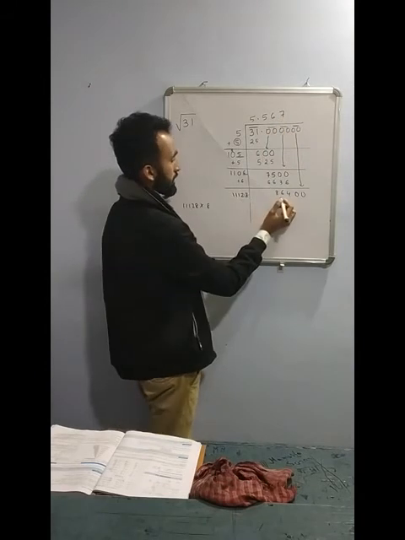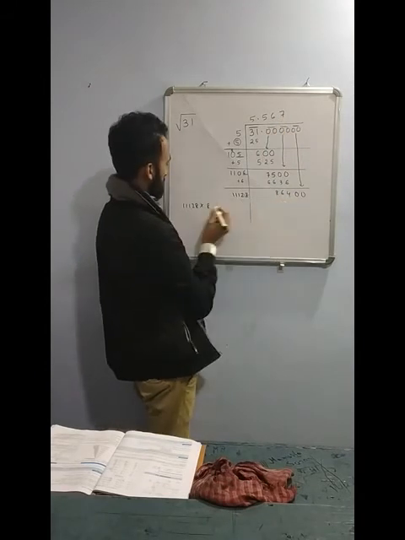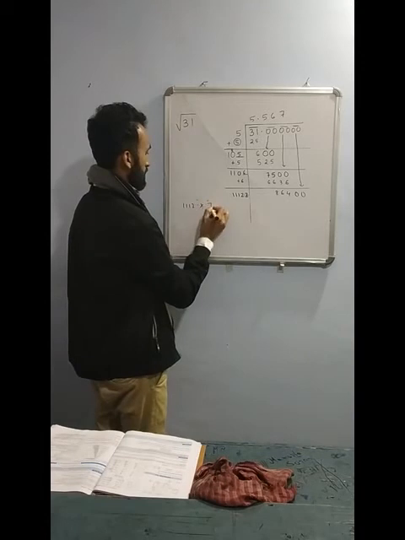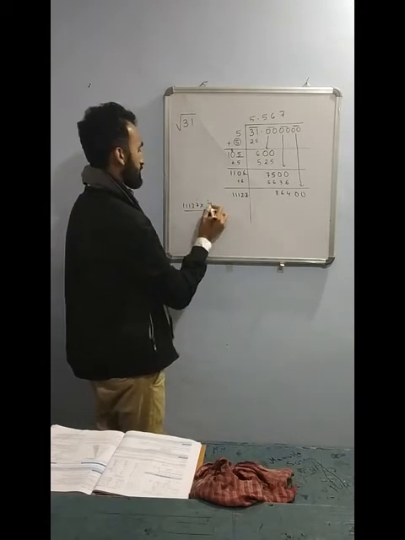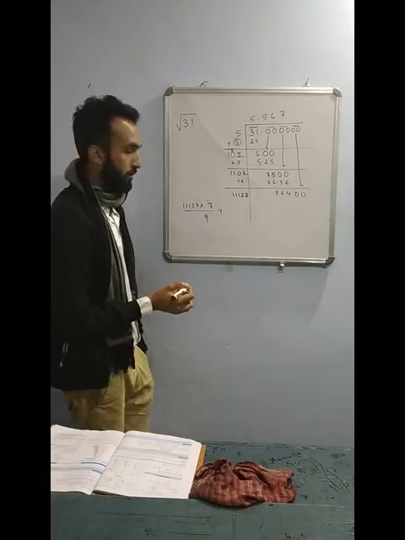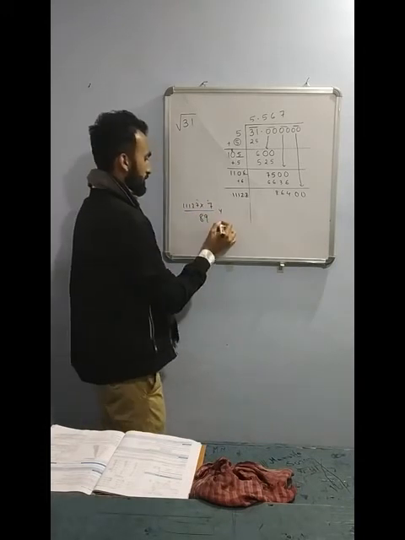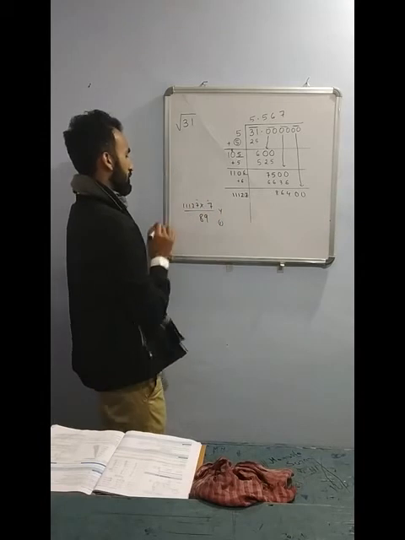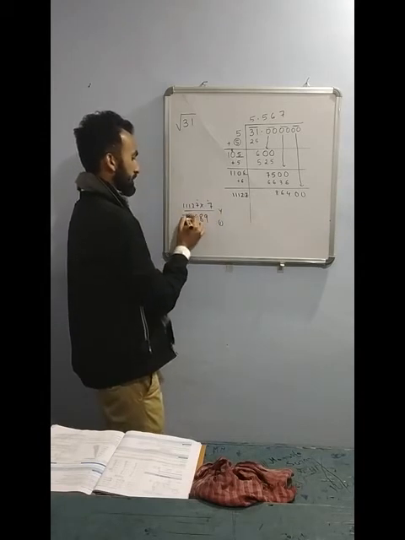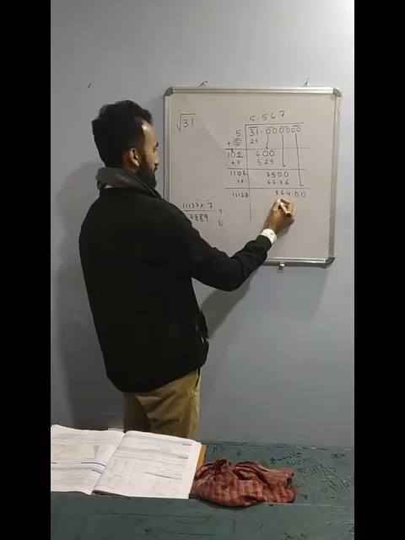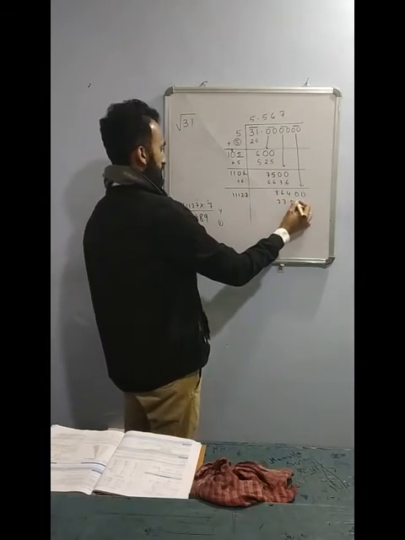So what will I do now? 7 here, here also 7. 7 sevens are 49. 4 remains. 7 twos are 14 plus 4 is 18. 1 remains. 7 ones are 7 plus 1, 8. 7 ones are 7. 7 ones are 7. So here it becomes 77, 88, 9.